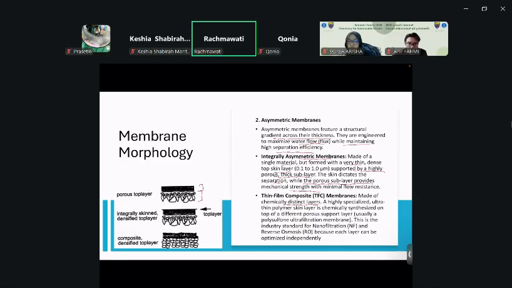So, for example, a highly specialized ultra-thin polymer skin layer is synthesized on top of a different porous support layer, for example, a polysulfone ultrafiltration membrane, and it could be like a really covalent bonding. So it's really chemistry. You have the surface, you have a functional group. You are using that functional group to attach another polymer on top of it. And it's used in nanofiltration and also reverse osmosis because each layer can be optimized independently.